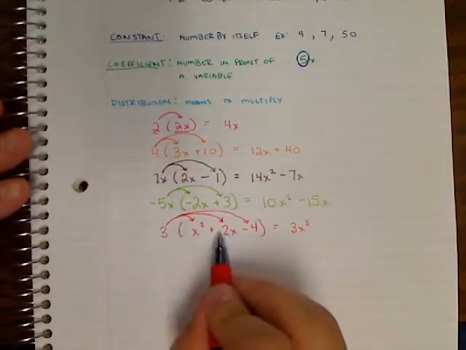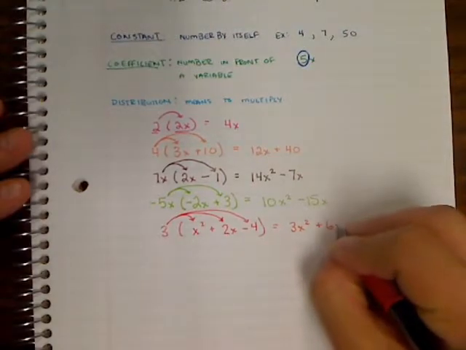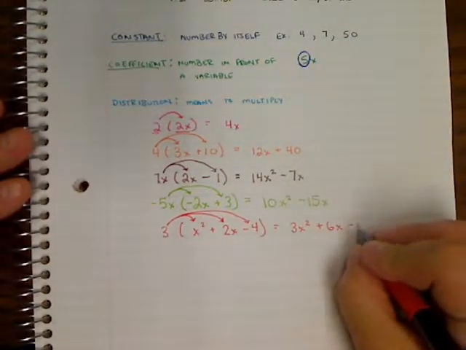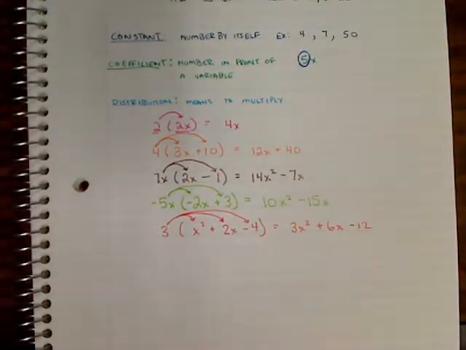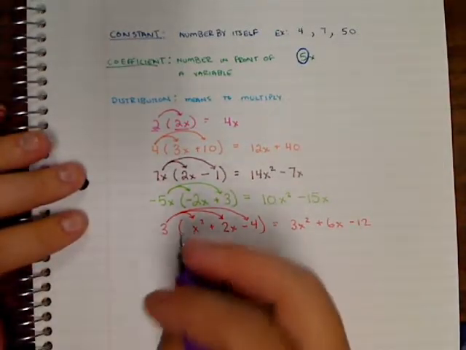Okay, and 3 times 2x is going to give me positive 6x. And 3 times negative 4 will give me negative 12. Okay, another way you can look at this, even if you're dealing with a bigger problem, it applies the same way.